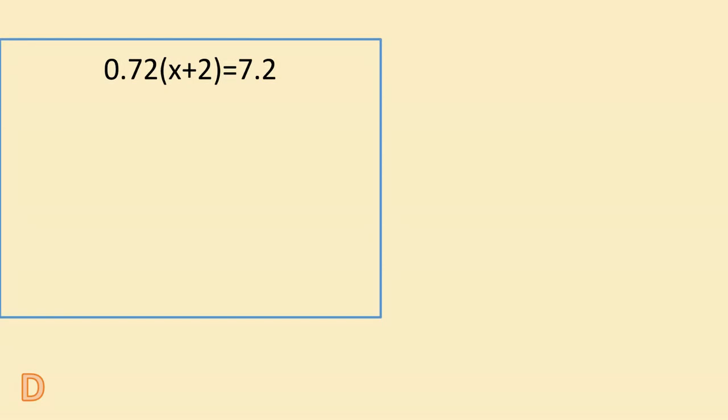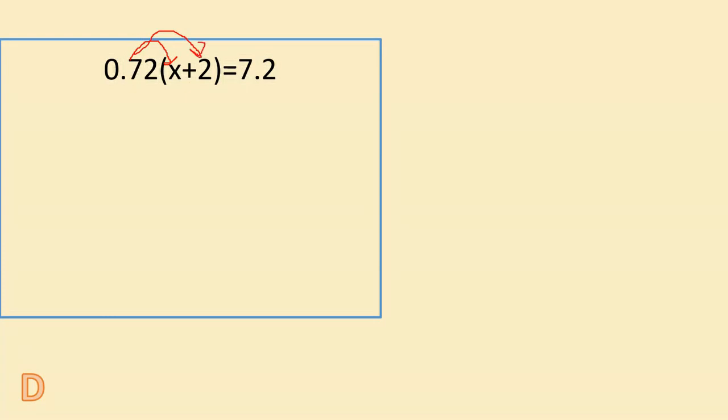Let's check out card D. For card D, we have 0.7200 times x plus 2 equals 7.2/10. So, oh, back it up, Mr. G. What did we do? Obviously, we did the distributive property. You're right. Good job.